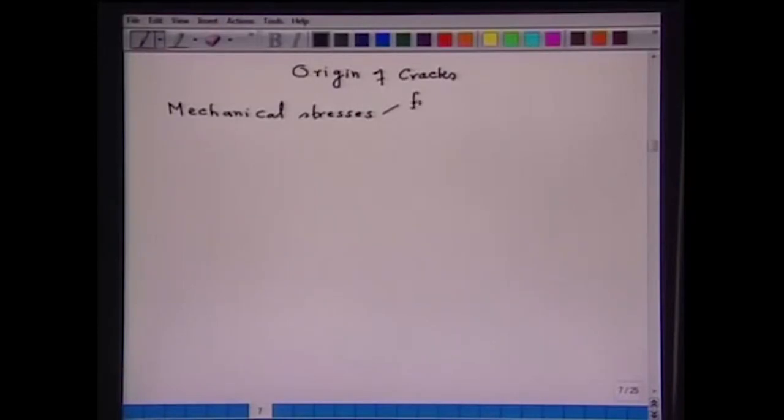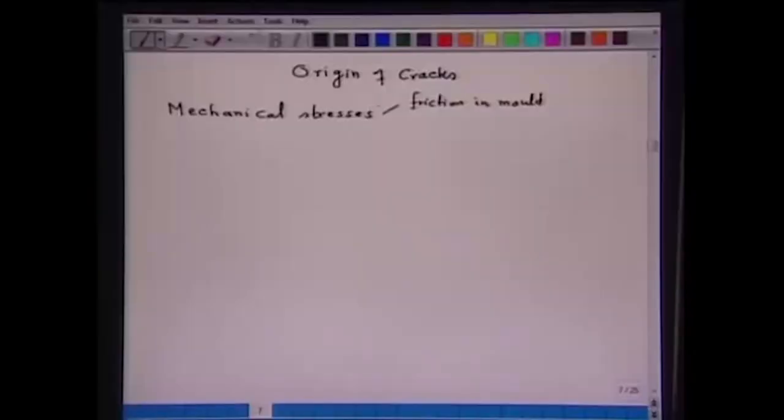First, there will be the friction in the mold, because the solidified shell or partially solidified shell in the mold is constantly in touch with the mold. The mold is oscillating, the strand is also moving. So, friction can cause cracks. Then roll pressure.